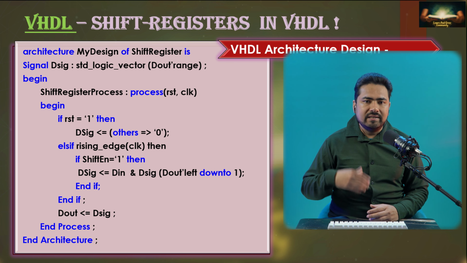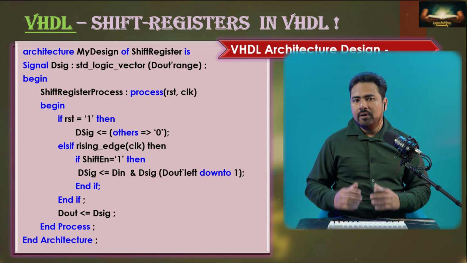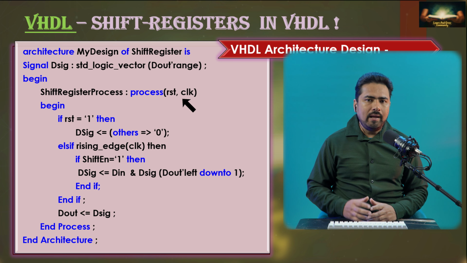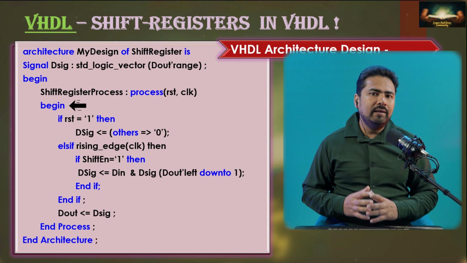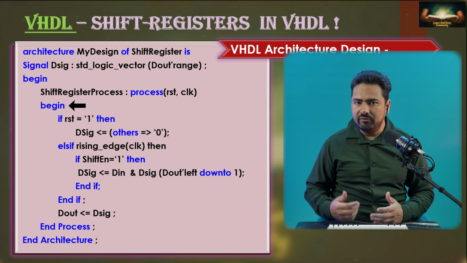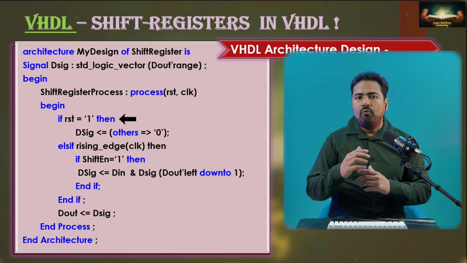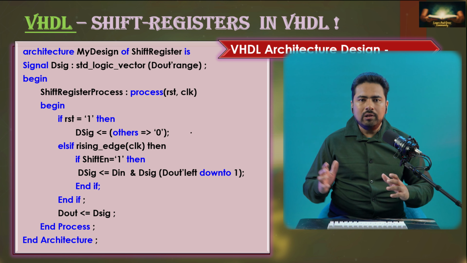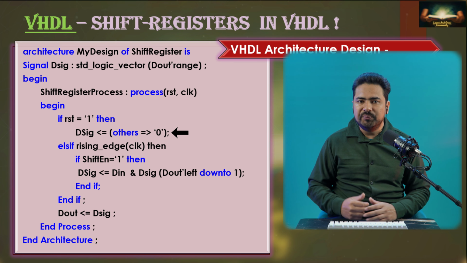Now this is a synchronous process, or you can say a registered process. So we include the clock signal and a reset signal in the sensitivity list. Next, we begin the process block with the begin keyword. Then we write the reset condition first. So when reset is applied, all the flip-flops' outputs are set to 0.